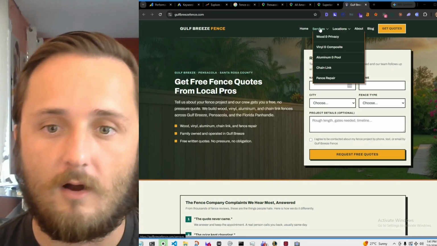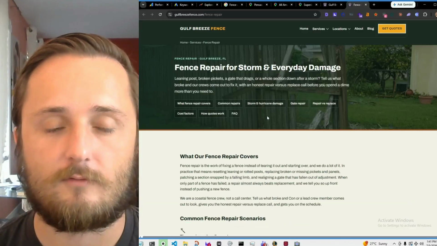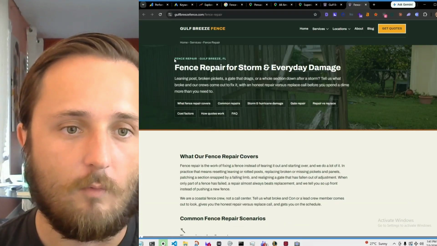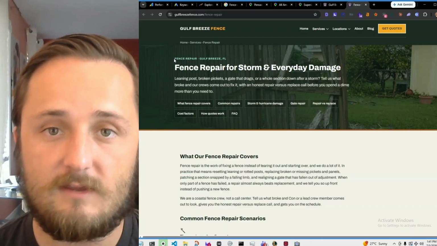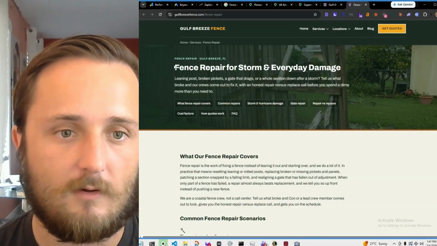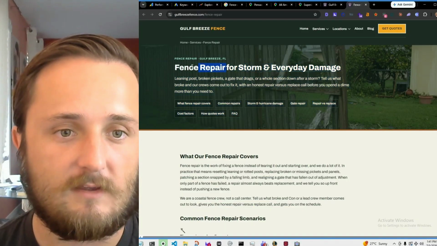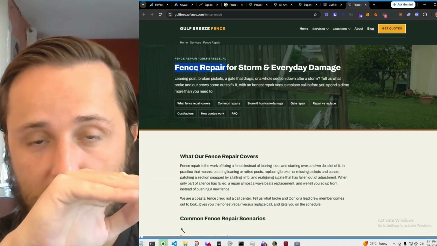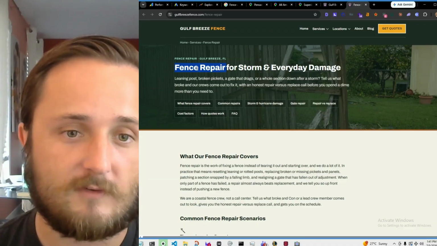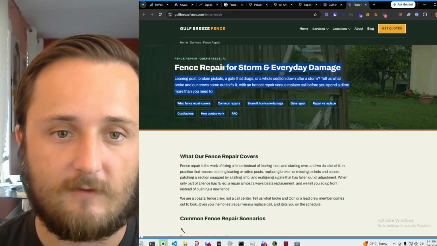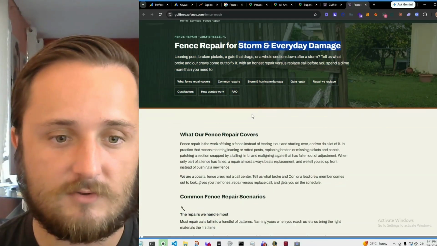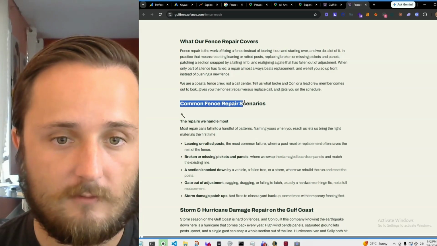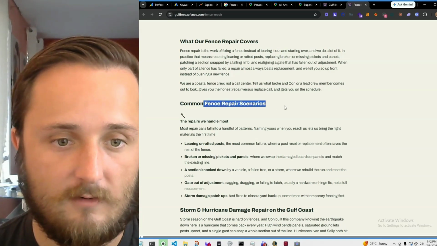So for our on-page optimization for our services, we're going to use fence repair as an example here. What you want to do is have the keyword you're trying to target as much as possible on page. As we can see here, we've got fence repair. You also want to make sure it's in your H1. It's pretty much the first thing on page that Google sees. So here we've got fence repair for storm and everyday damage. We've got down here again, fence repair. We've got common fence repair. And then you've got fence repair scenarios.